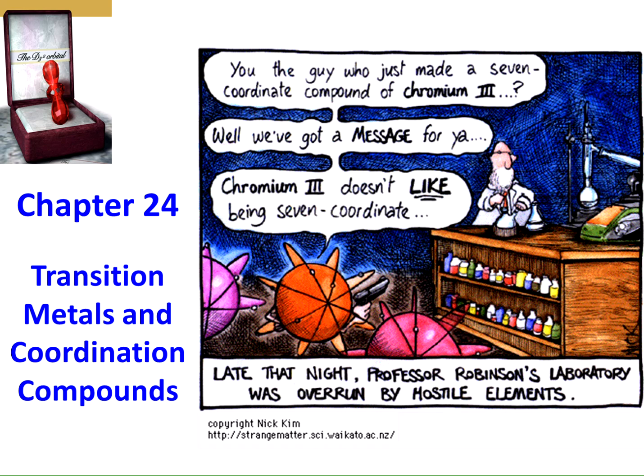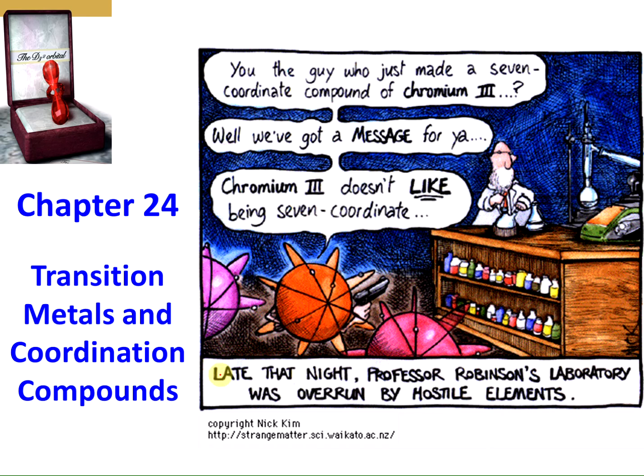So this is our first lecture video on Chapter 24, where we will be looking at transition metals and coordination compounds. I just want to start off this chapter with this little cartoon. You see this guy in the lab and he's got these atoms coming in, and these atoms say, "You the guy who just made a 7-coordinate compound of chromium-3? Well, we've got a message for you. Chromium-3 doesn't like being 7-coordinate."